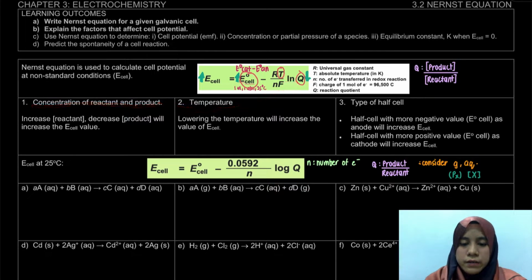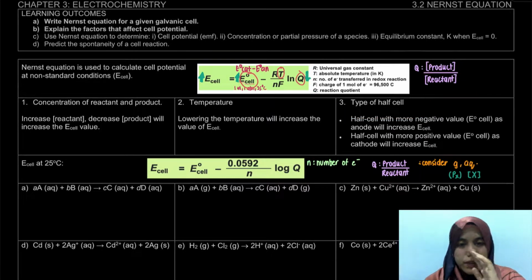So again, my Q here is from this term. So we want this term to be a small value. Okay, so how to get this one to be a small value? Is to increase the concentration of the reactant and decrease the concentration of product, which will increase the Ecell value. Okay, so when the concentration of product is small and the concentration of reactant is high, here we will get a small value. So when we substitute here, this term we will get a small value as well.